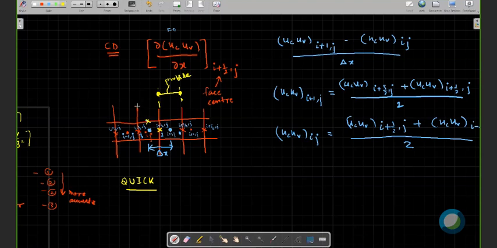Similarly, for the ij case, you have taken this profile. So 2 points were taken: point number 2, point number 1, either point number 2 or point number 3. You see 2 points. In the QUICK method, you will be taking more than 2. So you will have 3 points.